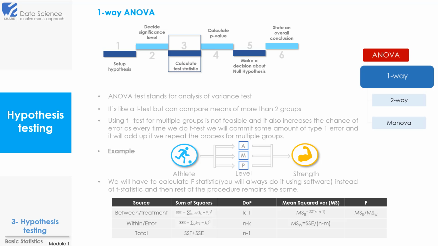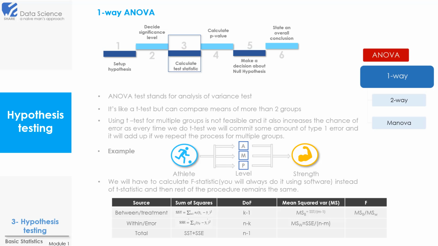First we calculate the sum of squares. There are two types of sum of squares: between the group and within the group. The formula for both is shown here. Then in the next step, we'll calculate the degrees of freedom. Again, the formula for degrees of freedom is shown here. Then using the degrees of freedom, we will calculate mean squared variance between the groups and within the groups. And then finally, we'll calculate the F statistic, which is the ratio of the between-group mean squared variance and the within-group mean squared variance. So that is how we carry out the one-way Anova test.